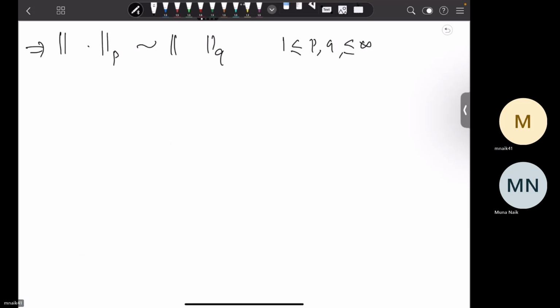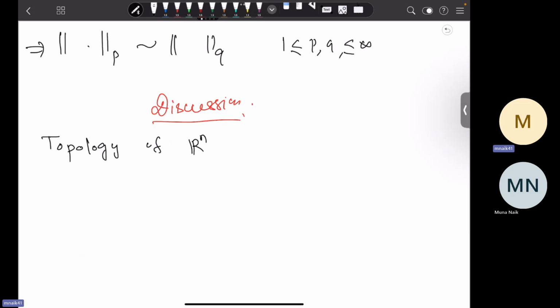Okay, so we have done that. Now the thing is, on Rn, the topology of Rn, I told you, comes from the L2 norm. So let us have a little bit of discussion. The topology of Rn is really coming from the L2 norm.